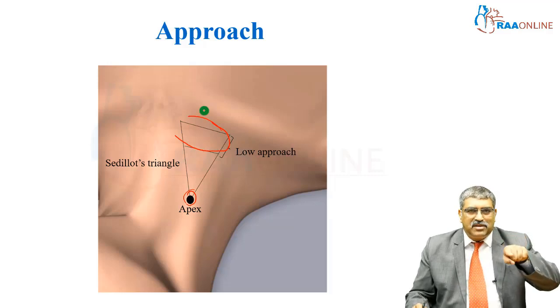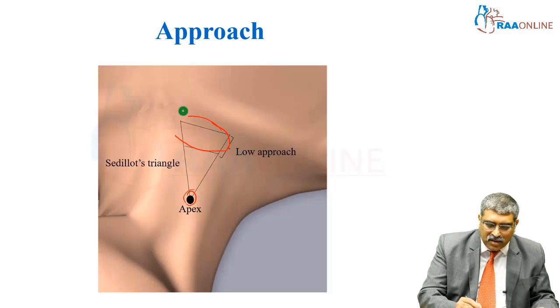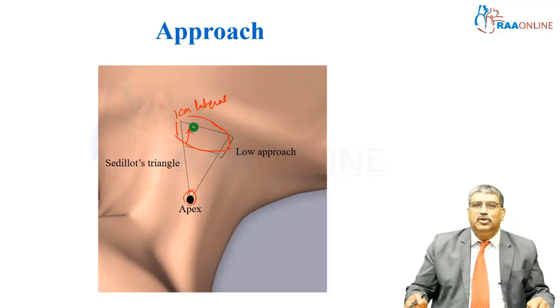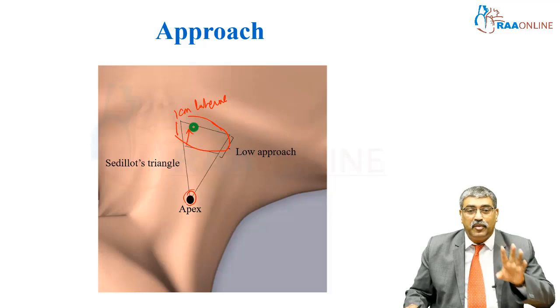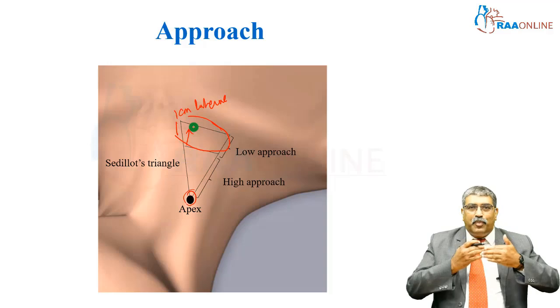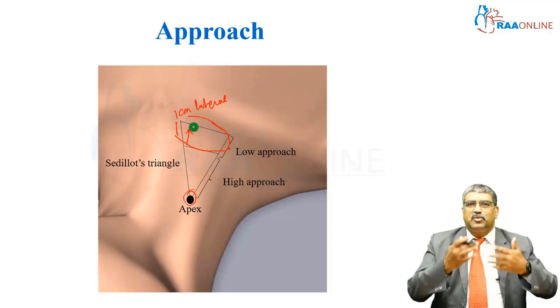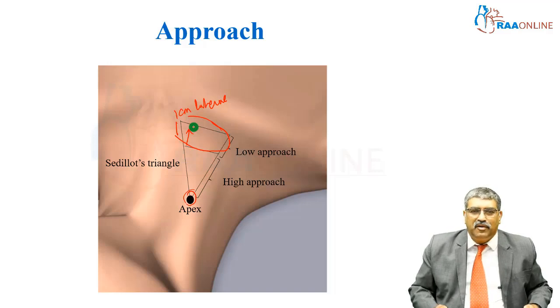Here you just place your index finger 1 centimeter lateral to the sternal notch, you puncture the jugular vein. That is quite low and here the chance of pneumothorax is very high. High approach is at the upper 2/3 of the triangle. That is what usually you do for cannulating the jugular vein.